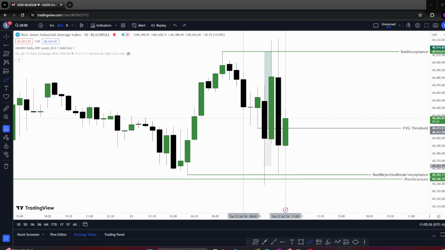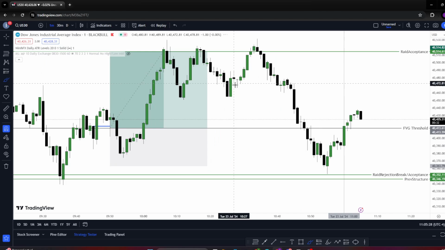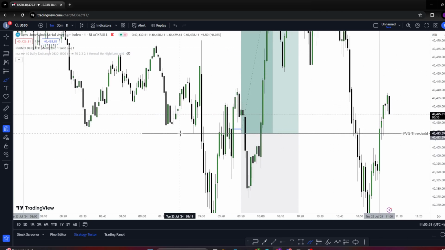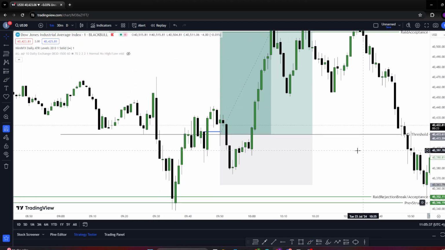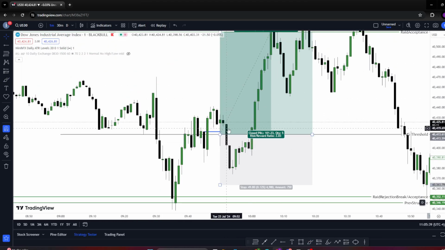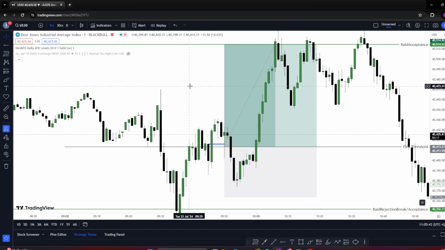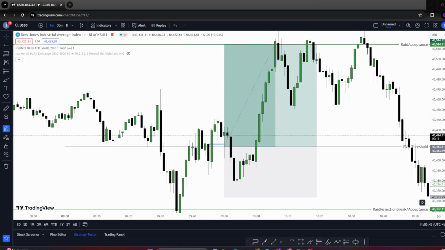Now, how did I get long and why? Well, this is the fair value gap threshold level that I spoke about, and as soon as the market closed above it and pulled back to it with space, then I'm interested in going long, pretty much. Okay, and this happens exactly here, right? So we encounter the level here. There's some initial rejection. Then we push through with this candle.